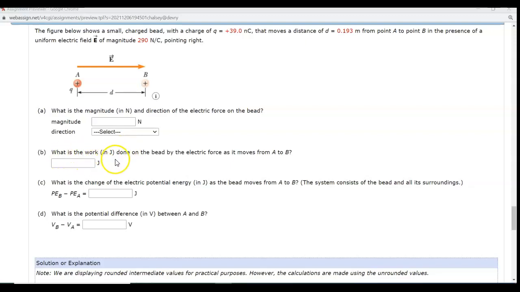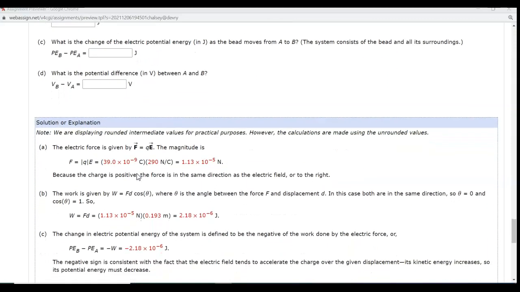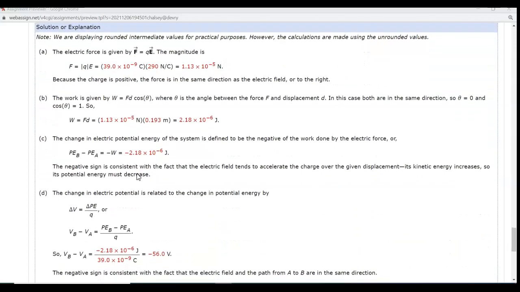So what's the magnitude and the direction of the electric force on the bead? And then we want to know what is the work in joules done on the bead by the electric force as it moves from A to B, what's the change in potential energy as it moves from A to B, and what's the potential difference in voltage between A and B.